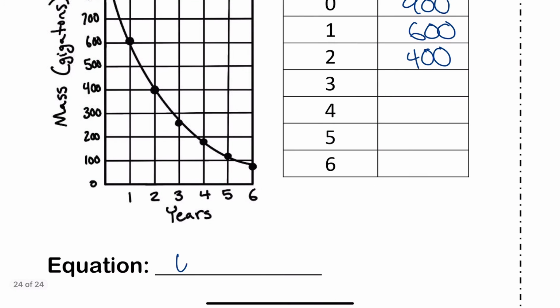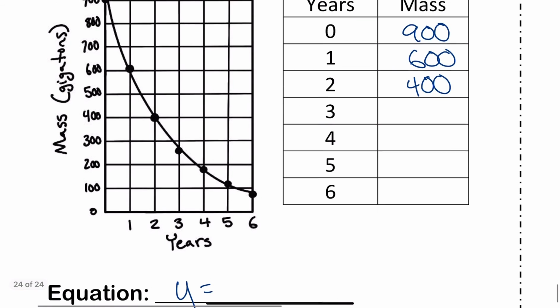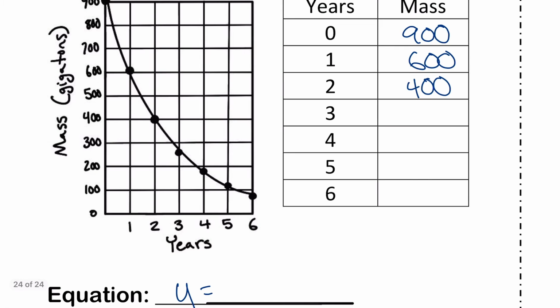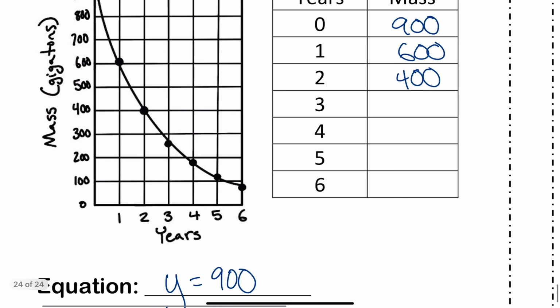Our equation is supposed to go y equals our initial value. So where do we start? 0 is at 900, and we can confirm that on our graph. So we got y equals 900. And then let's find our ratio.